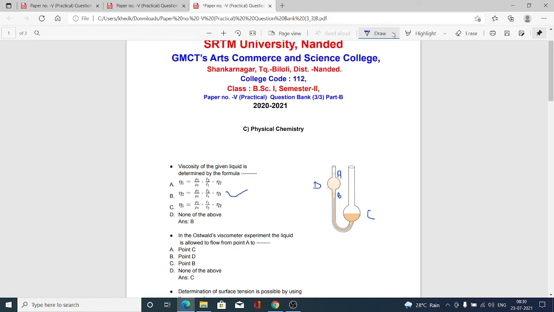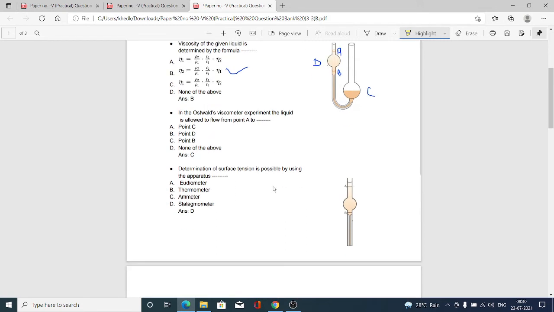Then the next question: in the Ostwald's viscometer experiment, the liquid is allowed to flow from point A to dash dash. In this experiment, we are allowing the liquid to flow from point A to point B. The first option is point C, option B is point D, option C is point B, option D is none of the above, and the answer is option C, that is point B.